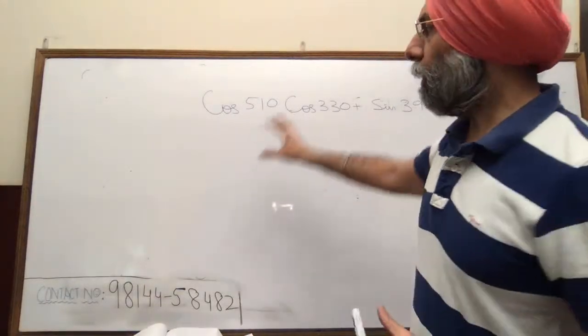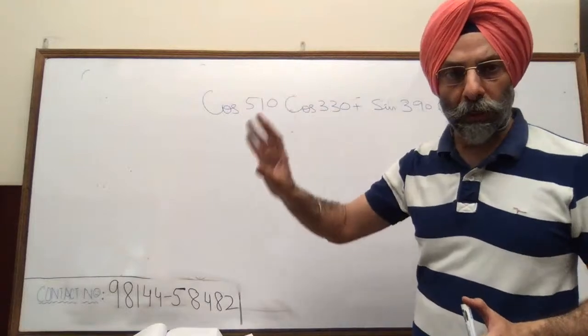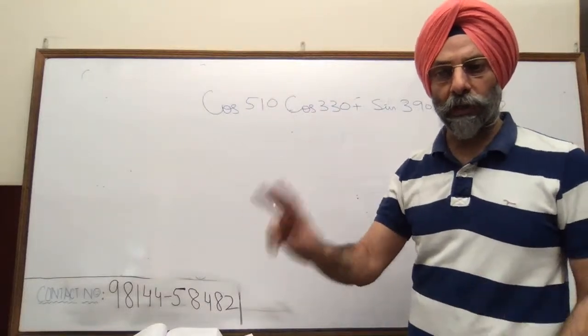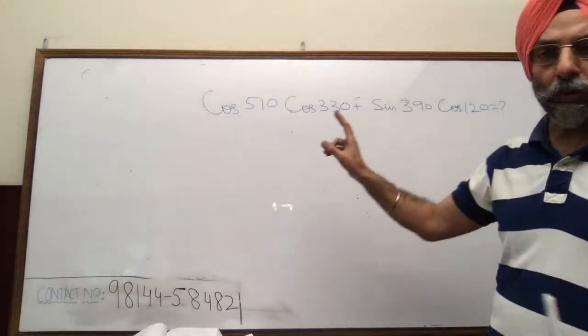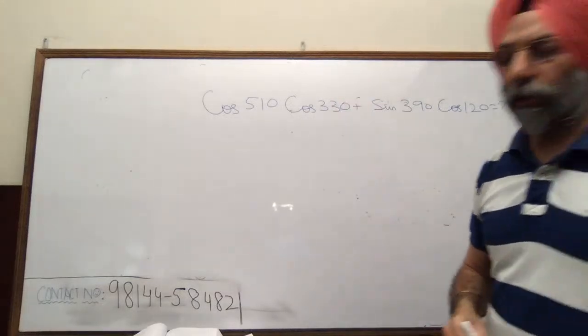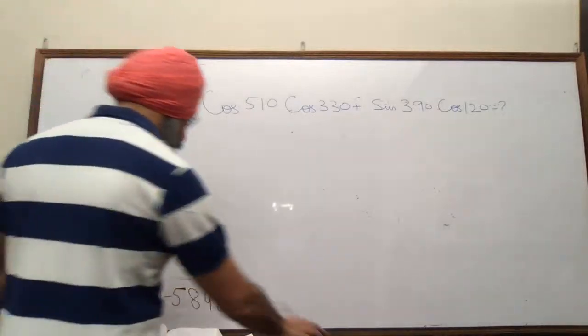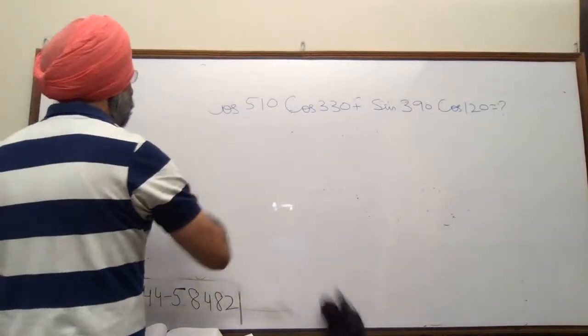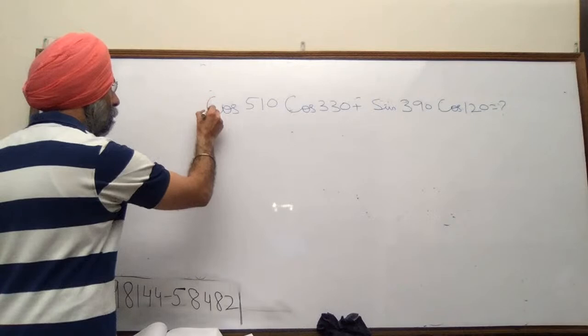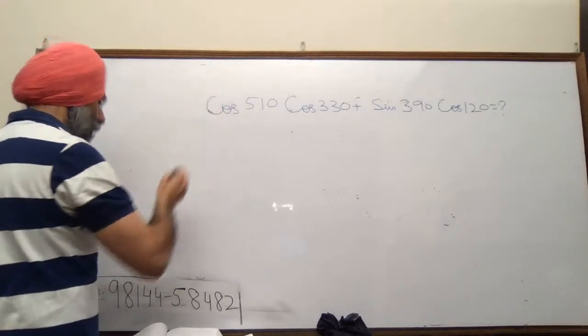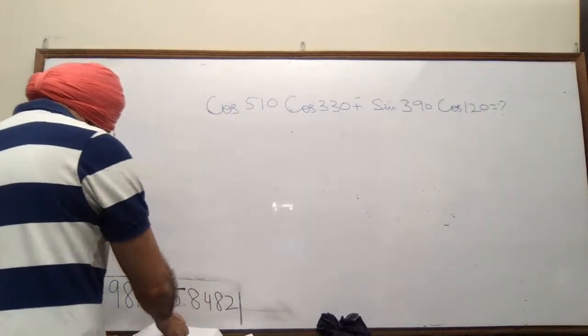So give me the answer. You can take 2 minutes, 3 minutes, 1 minute, 30 seconds, as much time as you want, but try to solve this question, please, all of you. So this is cos of 510 degrees. Solve the question.